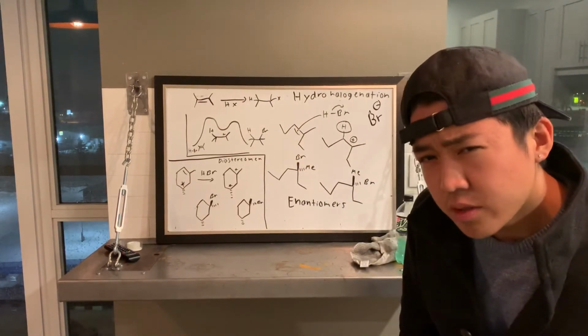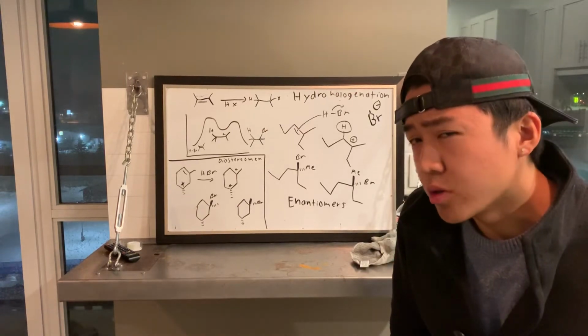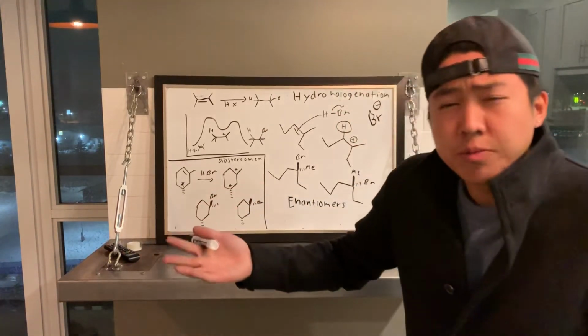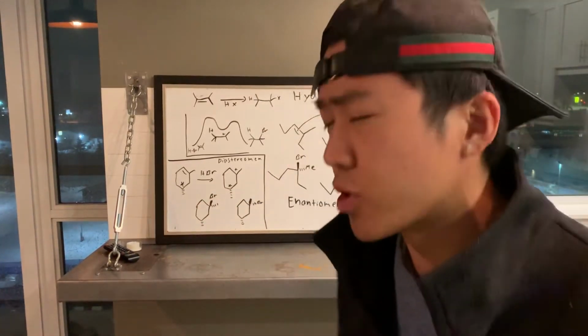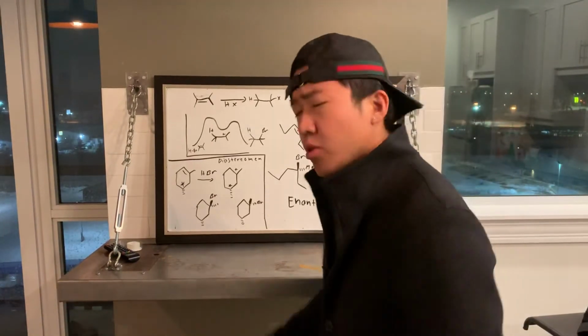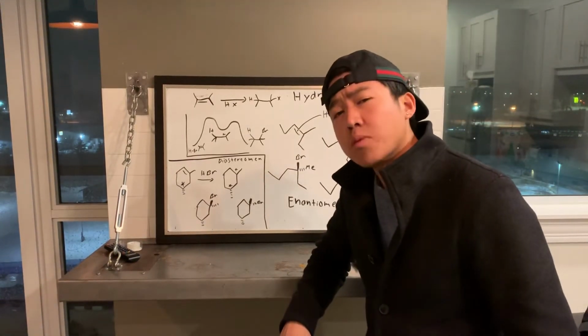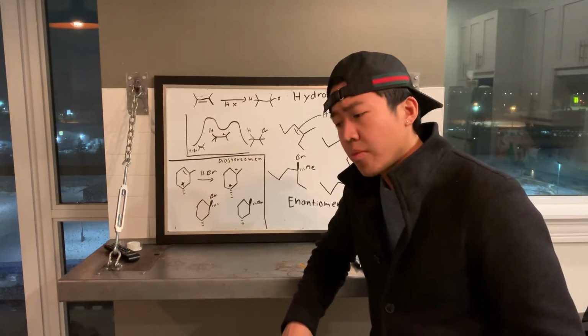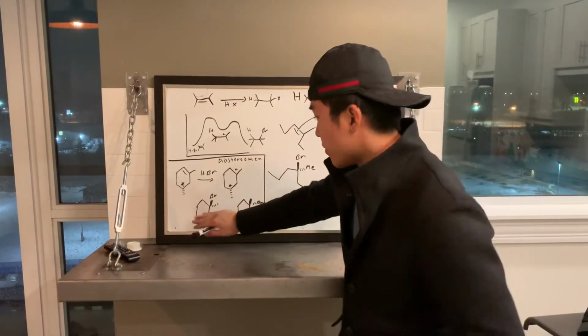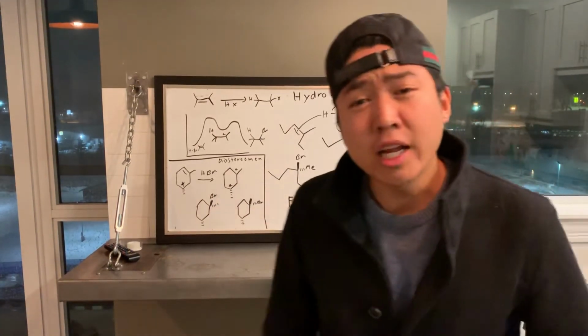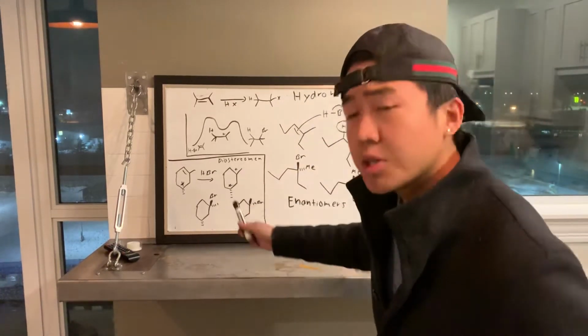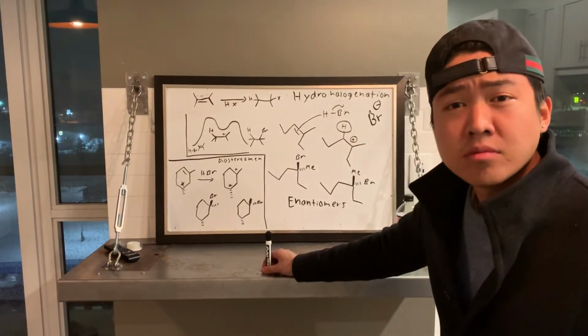Is there a shift? No, there's no opportunity for me to shift a hydrogen or methyl to make a more stable carbocation. My bromine's going to add top or bottom, wedge or dash. Before, these were enantiomers. Because there's an unchanged chiral center, here we call them diastereomers. Okay?